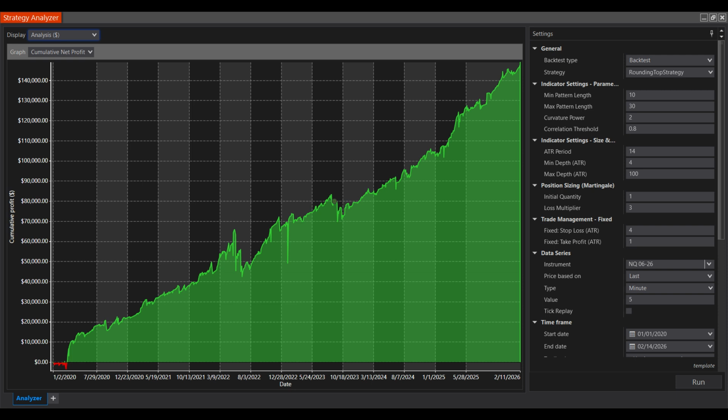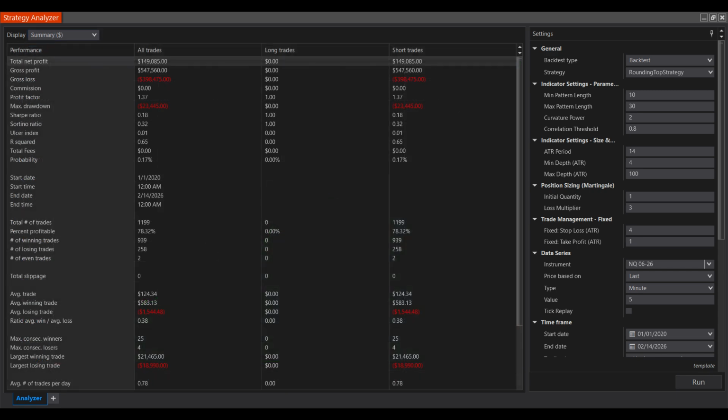Let us look at the performance metrics to understand the statistical weight of this edge. Over this 6-year backtest, we are not just looking at a small optimized sample size. The system executed exactly 1,199 trades, all on the short side. Out of those, it maintained a highly consistent win rate of 78.32%. It generated over $149,000 in net profit, while keeping the maximum drawdown contained at $23,445. That is a robust, battle-tested distribution of returns.